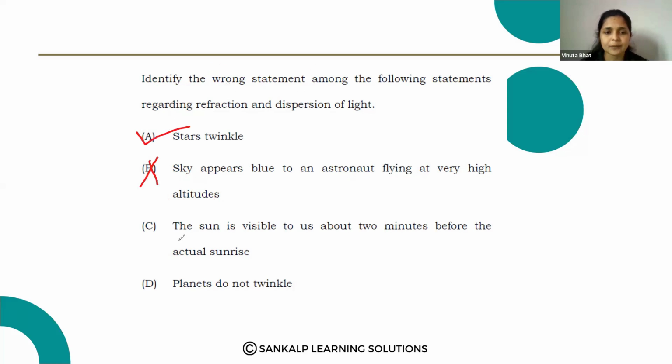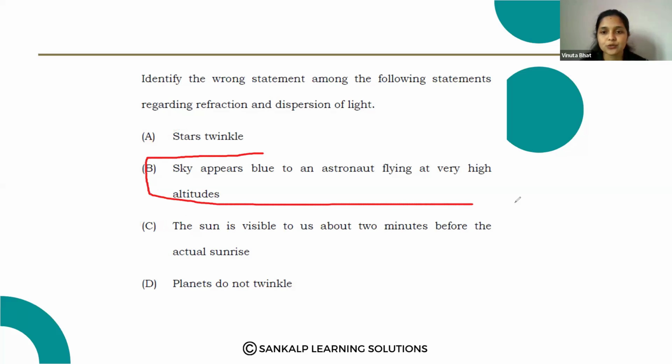Then see option C. The sun is visible to us about 2 minutes before actual sunrise. That is also a correct statement. Planets do not twinkle. Yes, option D is also a correct statement. So which one is the wrong statement? Option B, the sky appears blue to an astronaut flying at very high altitude. Option B is the correct answer.